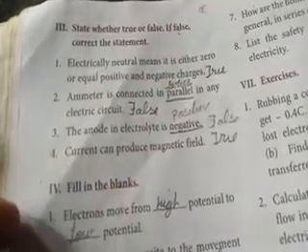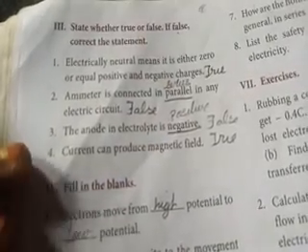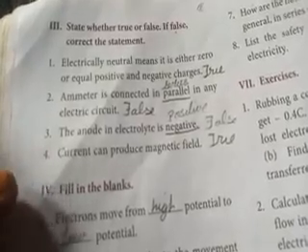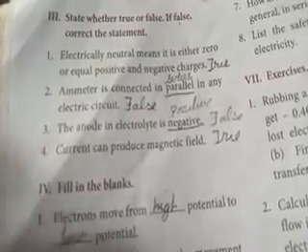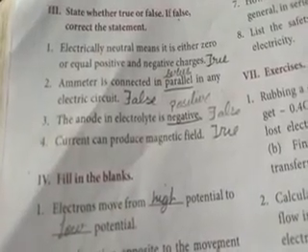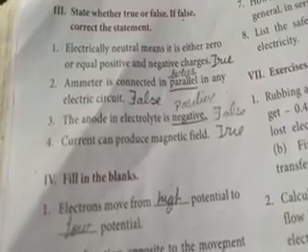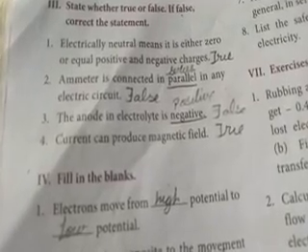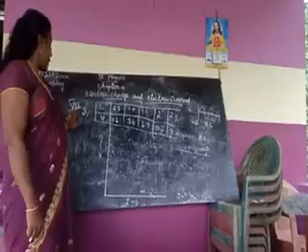S-E-R-I-E-S. Then third one, the anode in electrolyte is negative is given. That's a false statement. Just write positive instead of negative. Then fourth one, current can produce magnetic field. True statement.